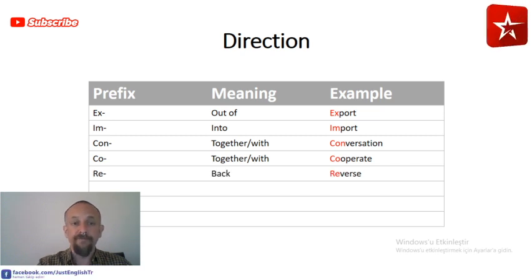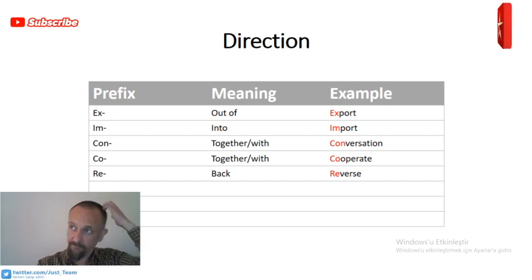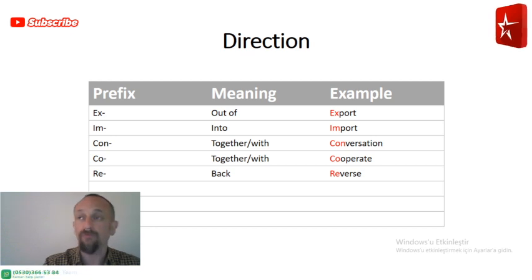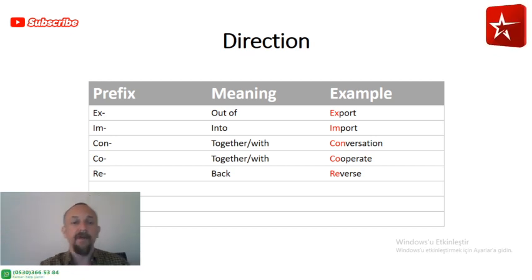Then we saw the prefix re. Re actually has two meanings. First, it means to do again, for example redo or re-say. But in terms of direction, re means back, and we saw the example with reverse, meaning to go back. So a car drives forward and then it drives back.